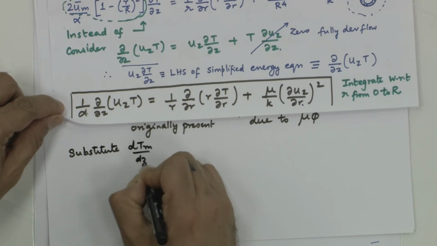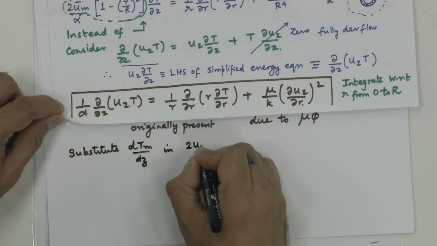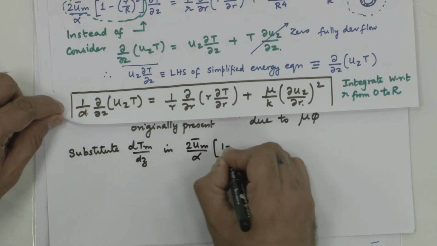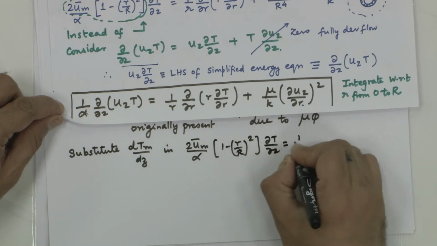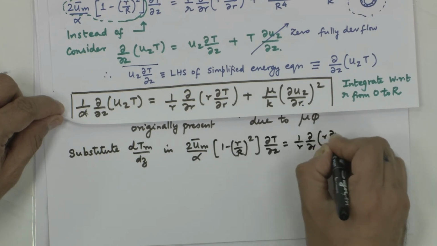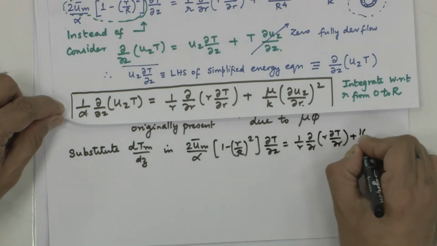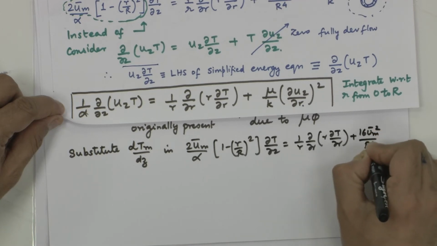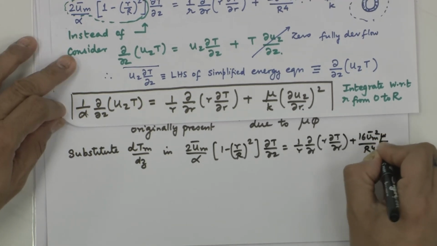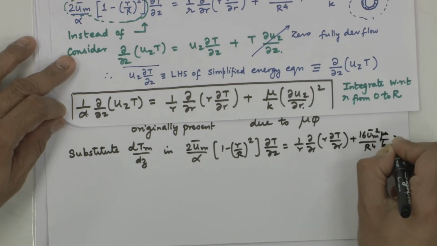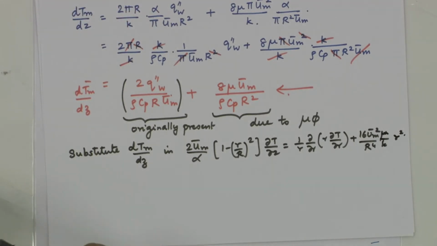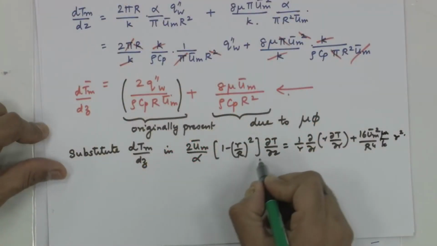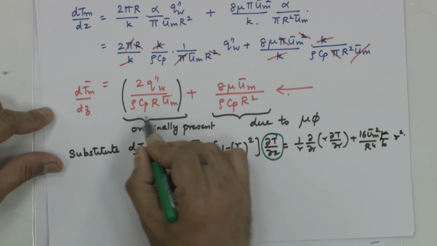dTm by dz in 2 u m by alpha times 1 minus r by capital R squared dT by dz equal to 1 by r d by dr of r dT by dr plus 16 u m bar squared by r to the power 4 mu by k small r squared. So, this substitution is going to be done, and u m 1 by r and so on. So, this one is only a function of r.